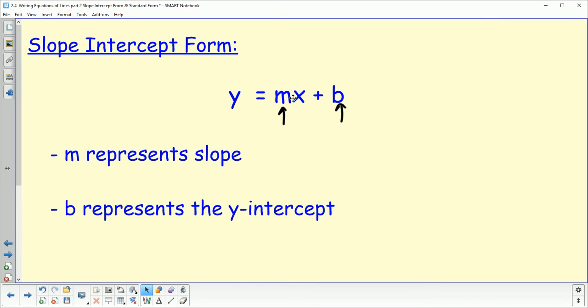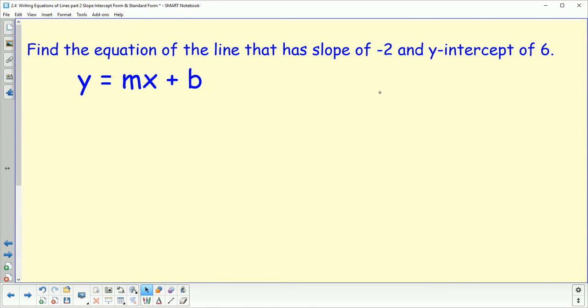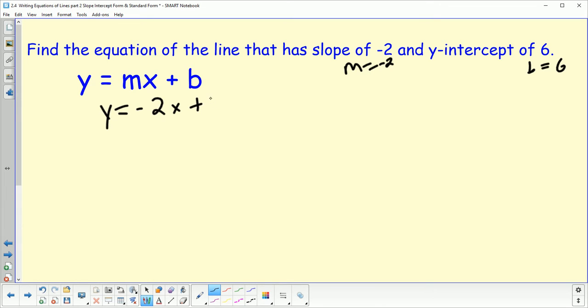Now, sometimes, just like in the last lesson, you'll be given slope. You'll rarely be given the y-intercept. Sometimes you're given a slope and a point, like here. So if we have slope, we know that we have m equals -2. And our y-intercept, we know that b is 6. So we just plug them in. Sometimes it's really simple like this. y equals -2x plus 6. And that gives us our equation. It's really simple when you have both your slope and your y-intercept.